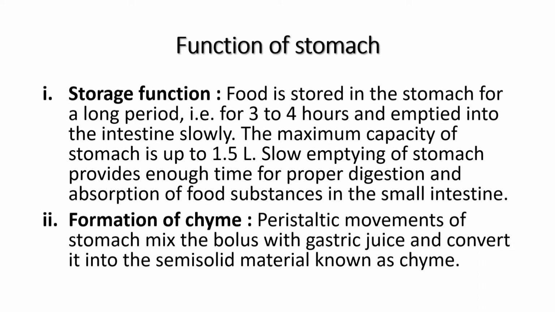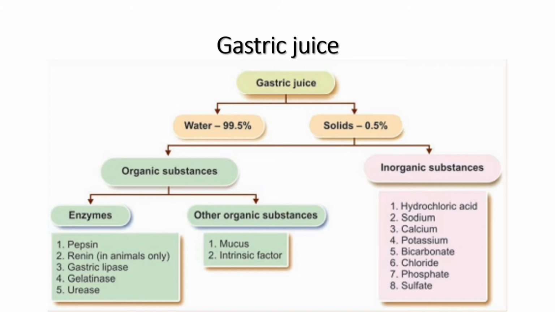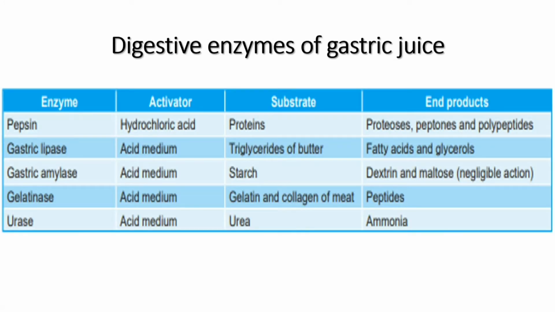Formation of chyme. Peristaltic movements of the stomach mix the bolus with gastric juice and convert it into the semi-solid material known as chyme. Gastric juice consists of 99.5% water and 0.5% solids. The solids include organic and inorganic substances.